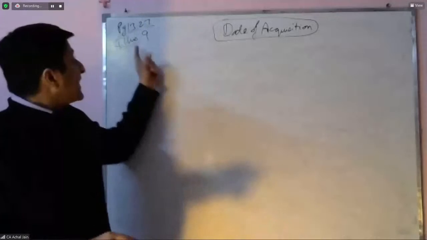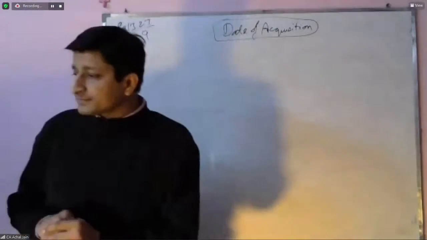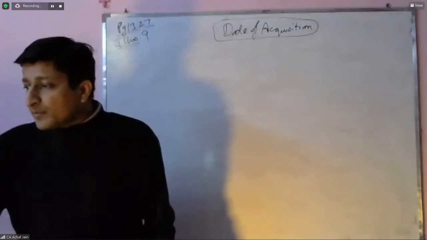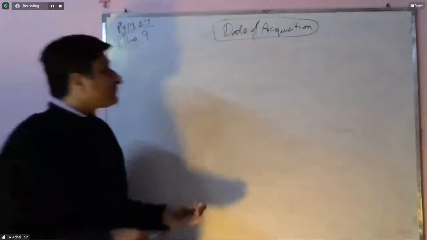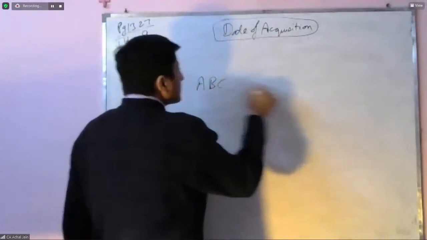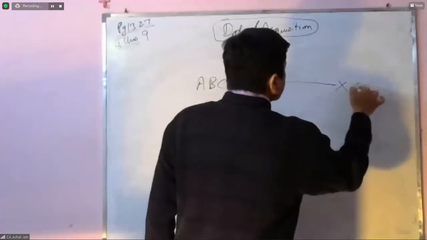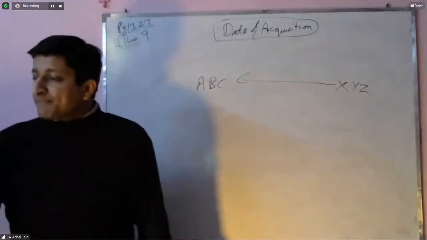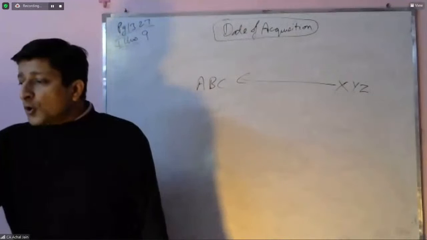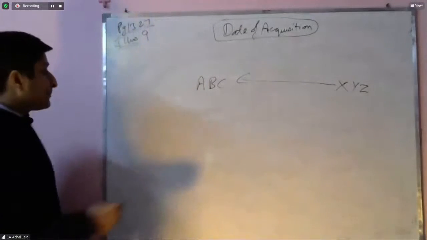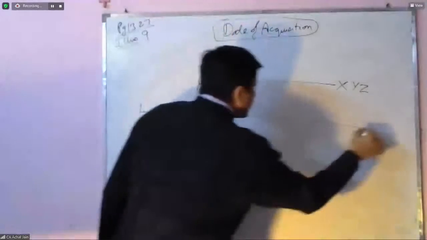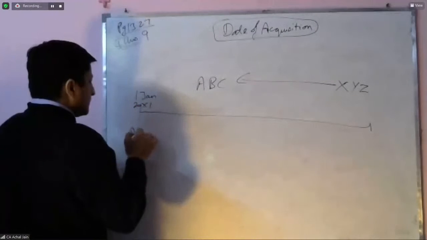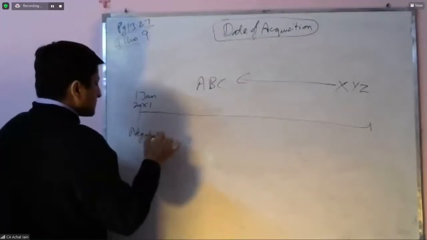Okay, now moving on to next illustration, please. Illustration number 9. ABC Limited acquired all the shares of XYZ Limited. The negotiations had commenced on 1st of January 2000X1. So there is a flow of events now. On 1st of January 2000X1, negotiations started.